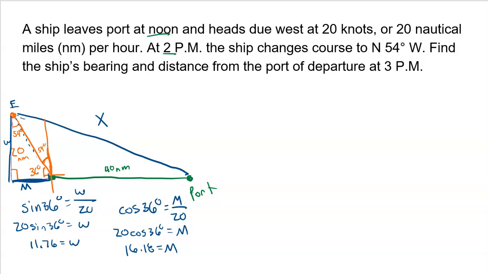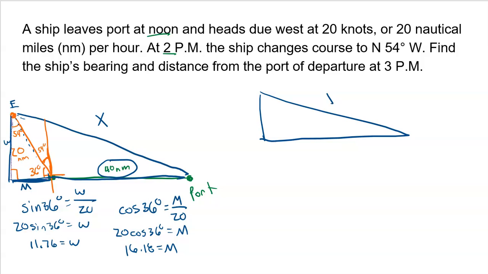Now the entire length of this bottom side is going to be M plus 40. Remember, I knew that this was 40 because that was the due west I went. So let me just draw this big triangle now. Maybe this will make a little bit more sense. So here's the big triangle. X is the hypotenuse. I found that this W over here was 11.76. This entire base is 40 plus M, which is 16.18. So 40 plus 16.18 is 56.18, and that's this right here.